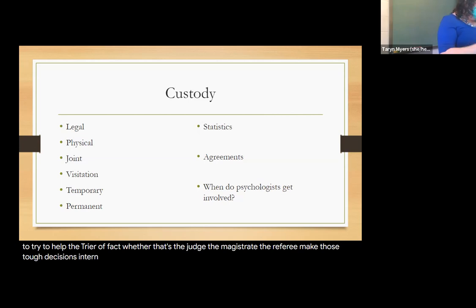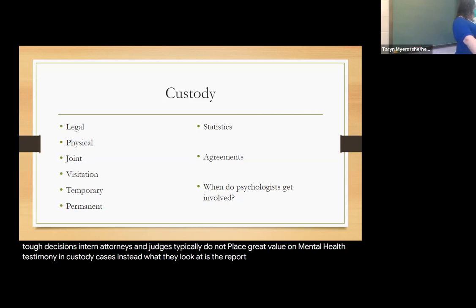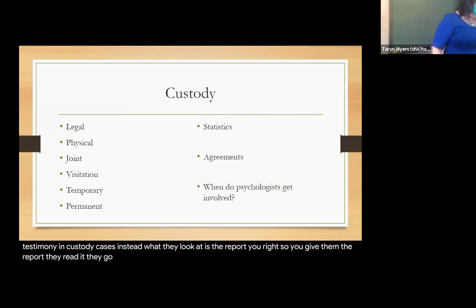In turn, attorneys and judges typically do not place great value on mental health testimony in custody cases. Instead, what they look at is the report you write. So you give them the report, they read it, they go based off that. It's very rare to testify in these particular cases.